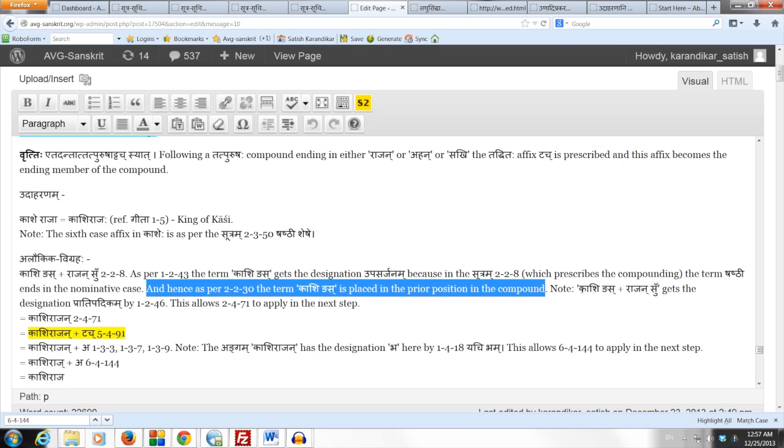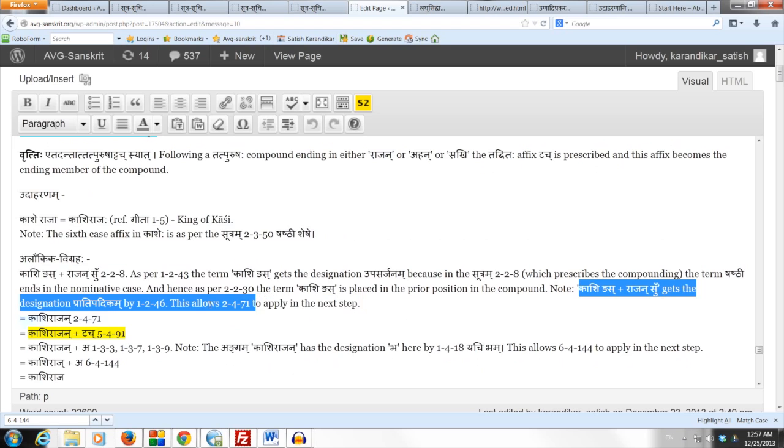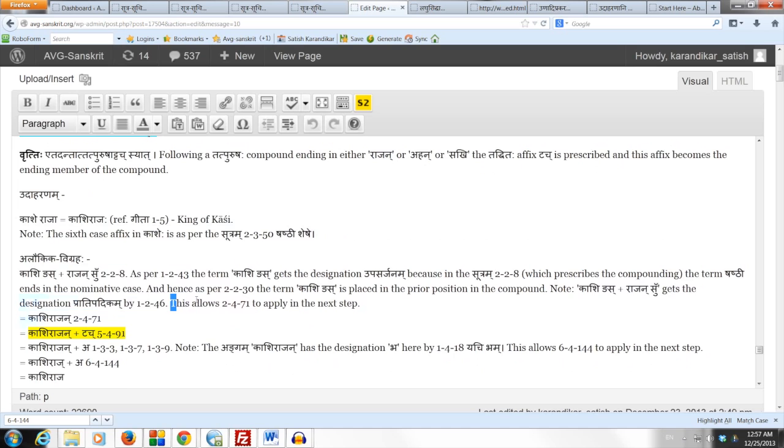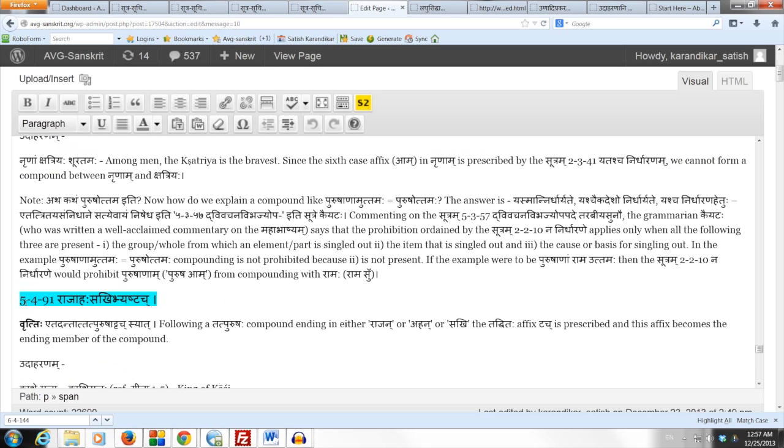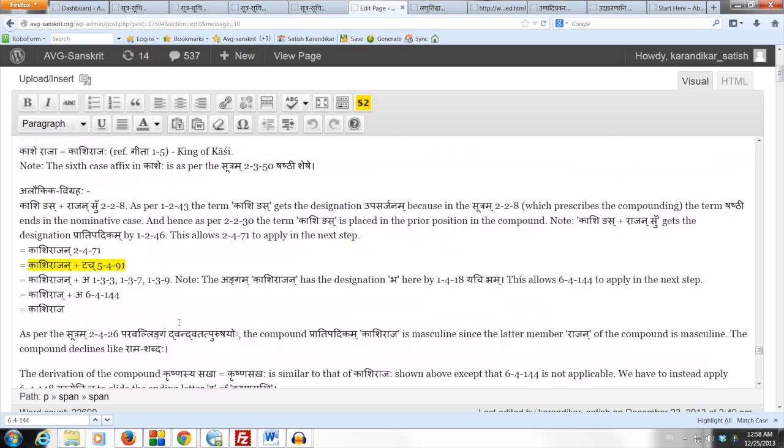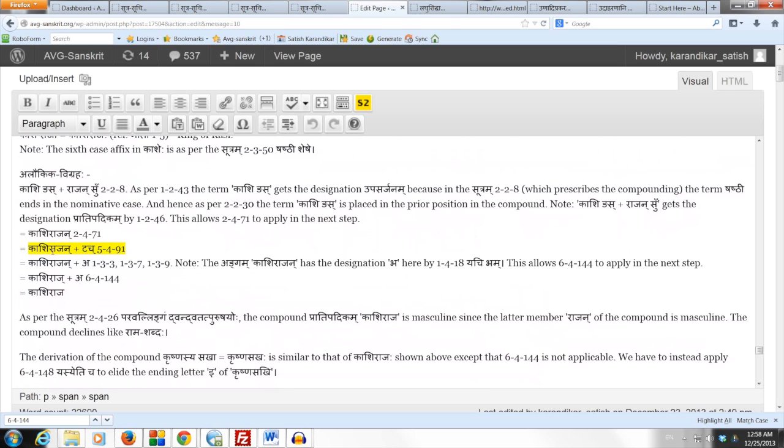Now, Kāśi Nas Rajan Su gets the designation pratipadika by 1-2-46 Krit Taddhita Samasashcha, because we have formed a samasa. This allows us to apply 2-4-71 Supo Dhatu Pratipadikayoh. The next step is to perform the luk elision on the sup affixes Nas and Su, which are inside the compound pratipadika. So now we have Kāśi Rajan. And now we can apply 5-4-91 Rajahas Sakhibhyash tach, because we do have a tatpurusha samasa ending in Rajan. So therefore we bring in the affix tach. So we get Kāśi Rajan tach.